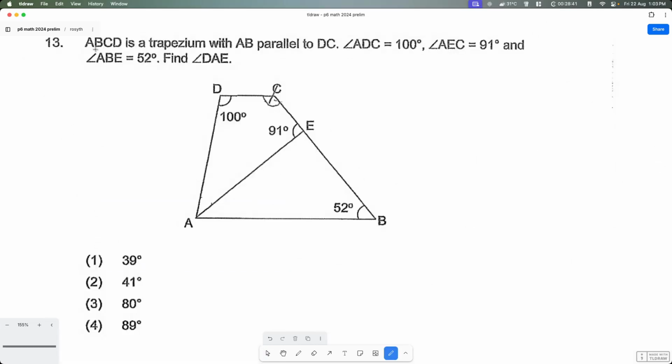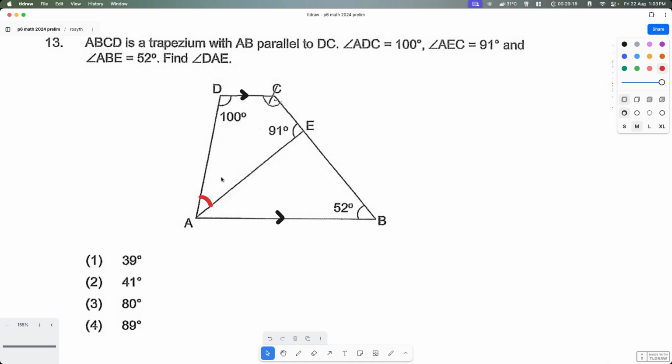All right, question 13. ABCD is a trapezium with AB parallel to DC. Angle ADC is 100 degrees, angle AEC is 91 degrees, and angle ABE is 52 degrees. Find angle DAE. Let me make this red. So in this case, how do you find angle DAE?